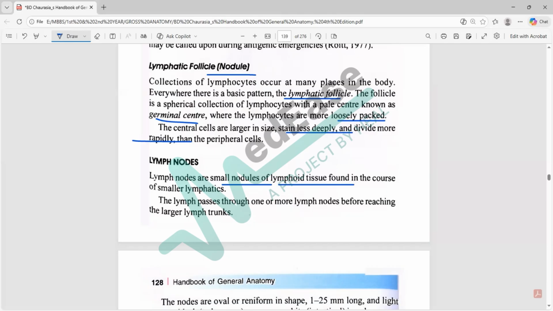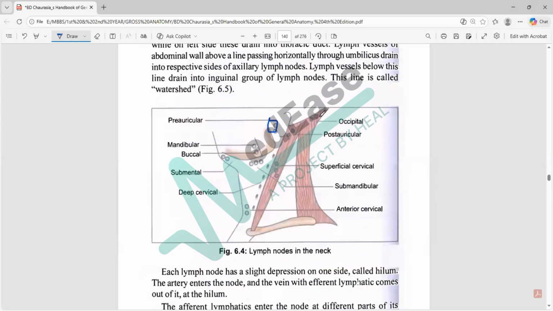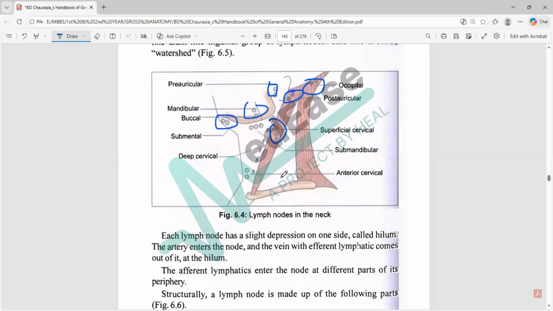Now, remember, the lymph nodes are arranged at specific locations of our body. We have the preauricular, the occipital, the postauricular, the mandibular, the buccal, and the submental lymph nodes. We can have the deep cervical lymph nodes and superficial cervical lymph nodes. These are common examples of lymph nodes only in the neck. They are present all over the body. For the lower limb, we have the femoral and the popliteal nodes, while for the upper limb, we have the axillary nodes, the most important of all.